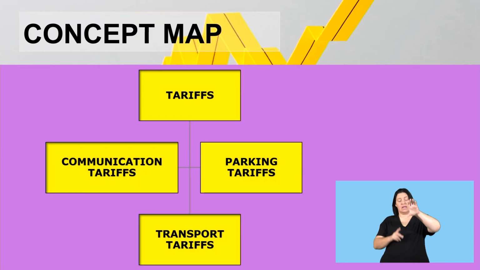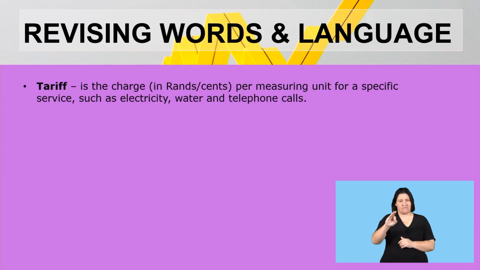All right, let's see what else will be important for you to know, just to give an idea of what to expect today. As I've indicated, we'll be looking at tariffs. First up, we'll look at communication tariffs. Thereafter, we'll move on to parking tariffs. And lastly, we'll pay attention to your transport tariffs. There are other important words that you should also be familiar with by now. For example, a tariff is a charge, normally in rand or cents, per measuring unit for a specific service, such as electricity, water, telephone bills, and so on.